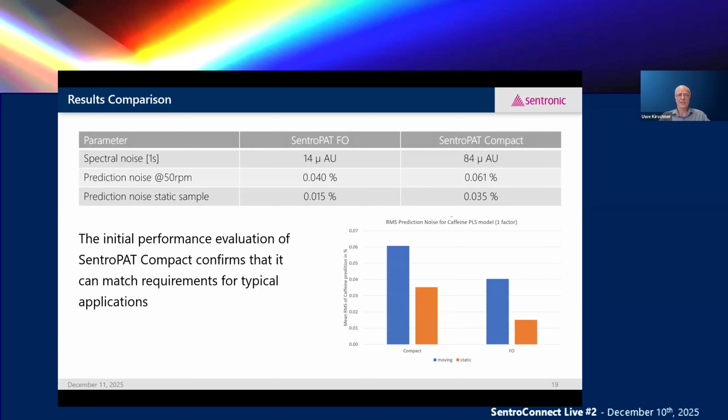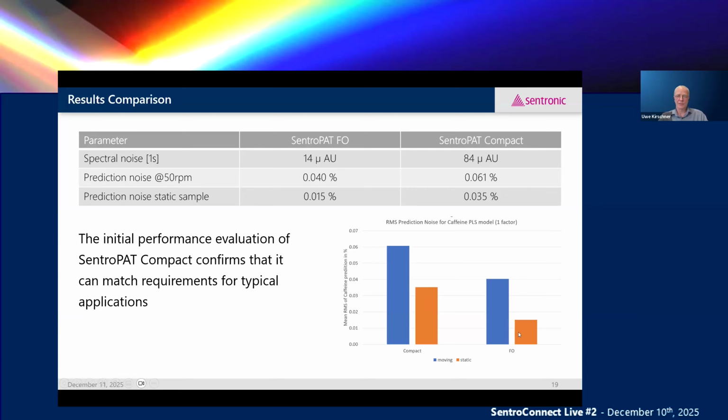And what we have seen here is that for a moving sample, the SentroPAT Compact has a prediction noise of 0.06% caffeine in the mixture, while the SentroPAT FO had a still better 0.04% accuracy. The difference between both was also about the same for a static sample. Static sample means without the variation coming from the sample itself, because the sample is moving and it's not totally homogeneous, as we usually need to be aware of. But the difference is about the same.